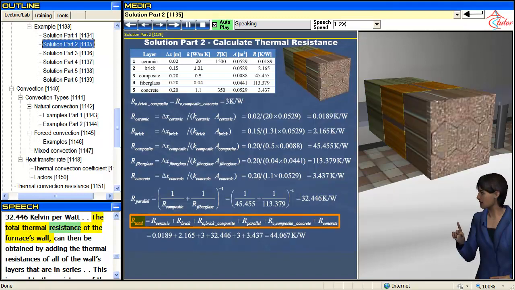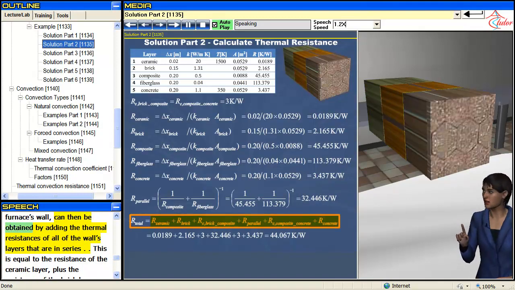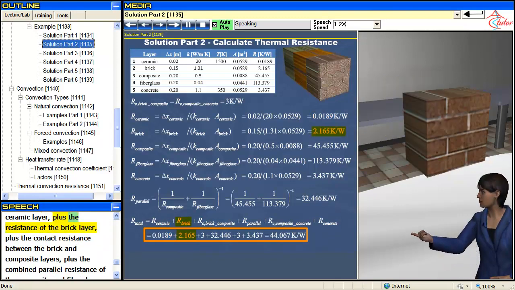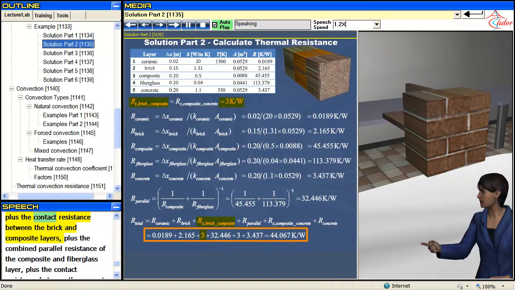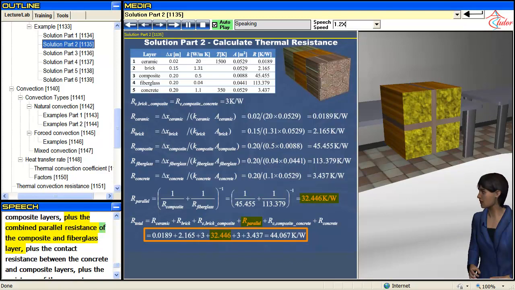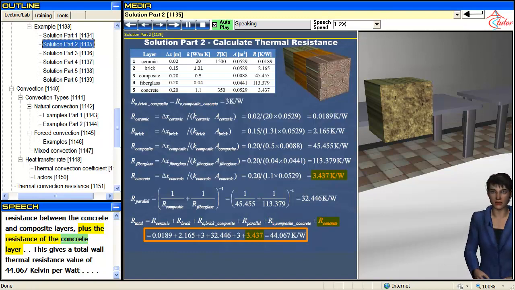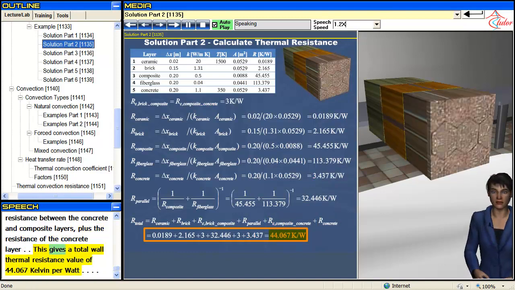The total thermal resistance of the furnace's wall can then be obtained by adding the thermal resistances of all of the wall's layers that are in series. This is equal to the resistance of the ceramic layer, plus the resistance of the brick layer, plus the contact resistance between the brick and composite layers, plus the combined parallel resistance of the composite and fiberglass layer, plus the contact resistance between the concrete and composite layers, plus the resistance of the concrete layer. This gives a total wall thermal resistance value of 44.067 Kelvin per watt.